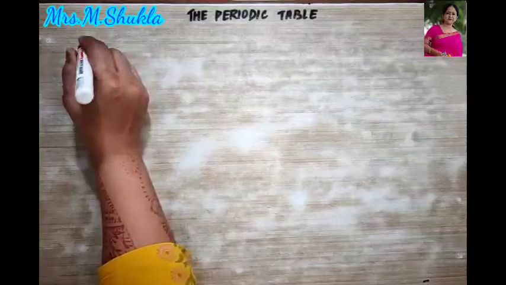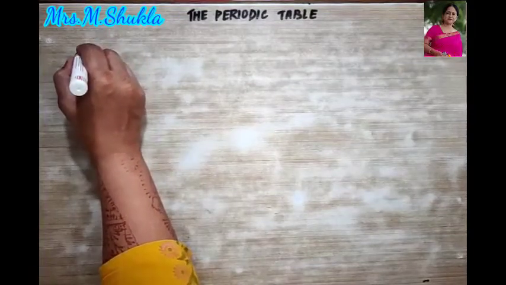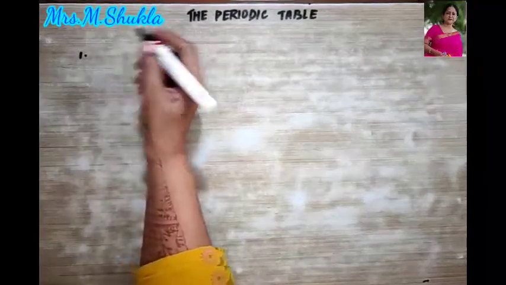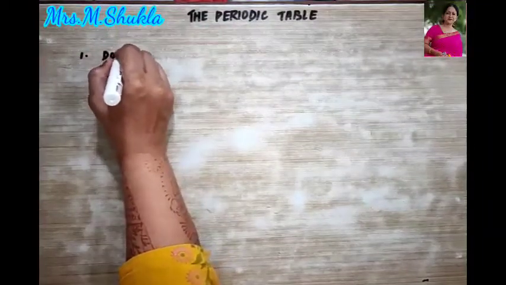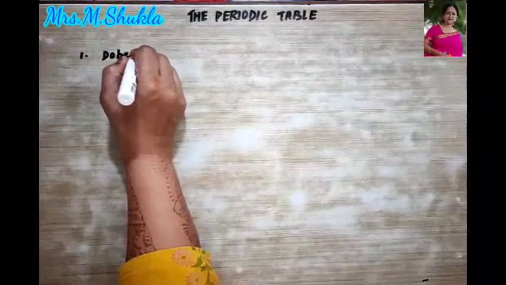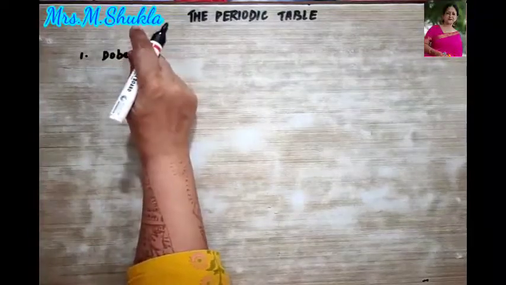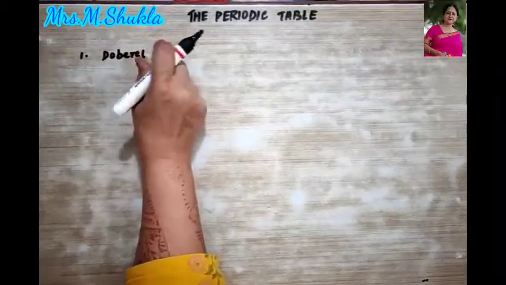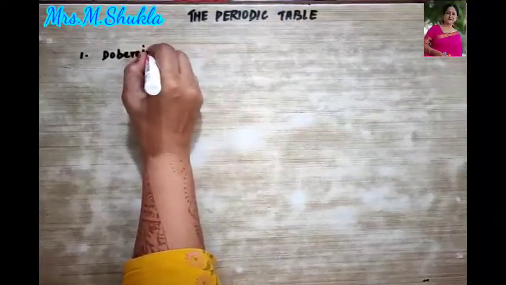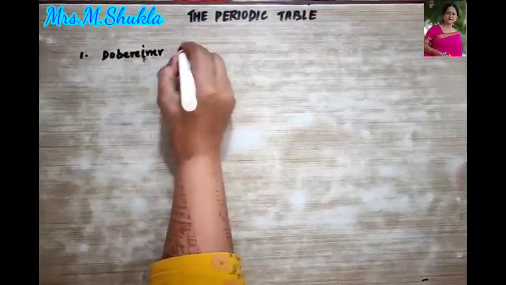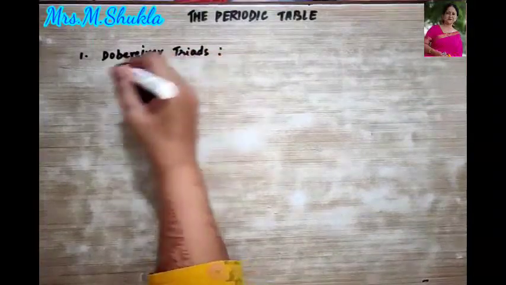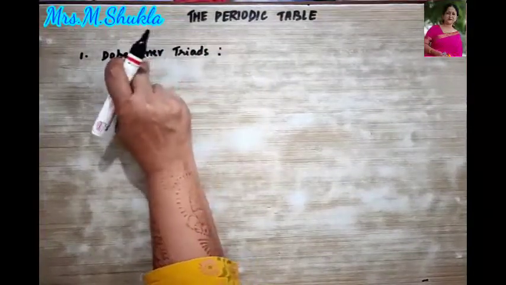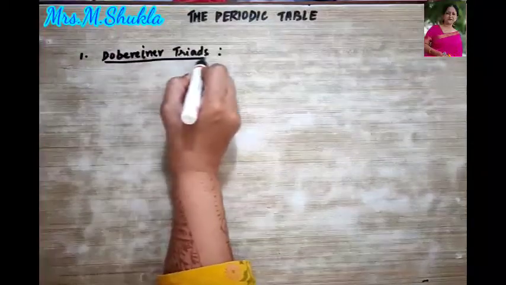Now we move to the scientists' work. So who was the first scientist who gave the introduction to this classification? It was Döbereiner. His theory is called Döbereiner's Triad. Now, why is it called Döbereiner's Triad? This is what I am going to explain to you today.